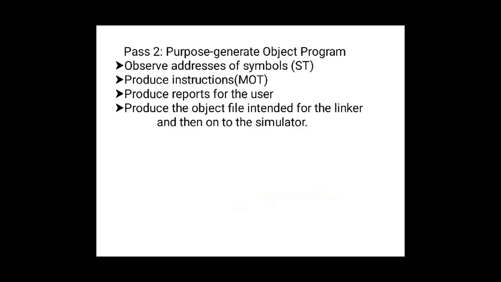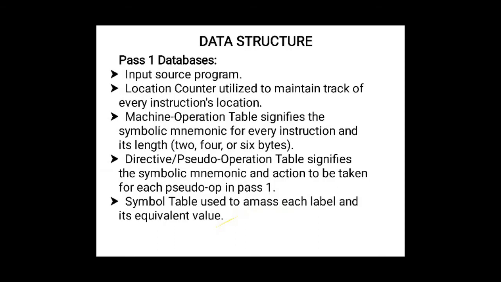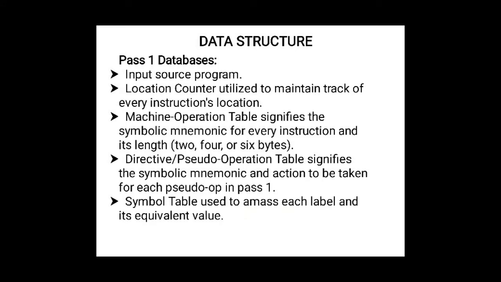In pass 2, the purpose is to generate the object program. Here it will observe the addresses of the symbols using the symbol table, then produce the instructions from the MOT, the table we have discussed. Then it produces the reports for the user, and produces the object file intended for the linker and then on to the simulator. Now let us see the data structures which will be used in pass 1.